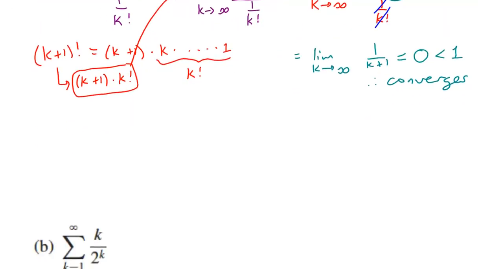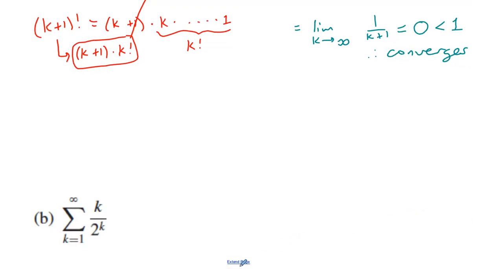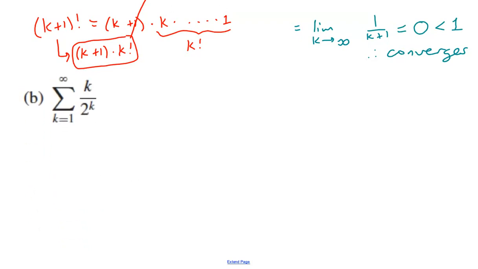Let's go ahead and look at the next example I have down here. And this next example says k over 2 to the k. So now we're dealing with an exponential type of function. We'll see how that plays out.